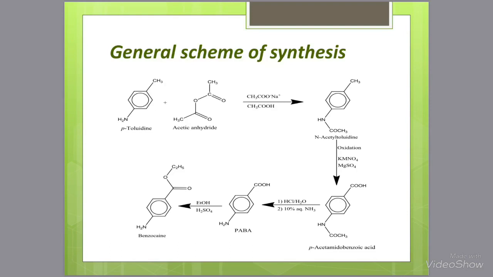The third step, which is acid hydrolysis, where you are going to use an acid in order to hydrolyze the acetyl group that you added before to get the para-aminobenzoic acid. And the last step, which is esterification or Fischer esterification, in order to add an ester and finally to get your final product, which is benzocaine.